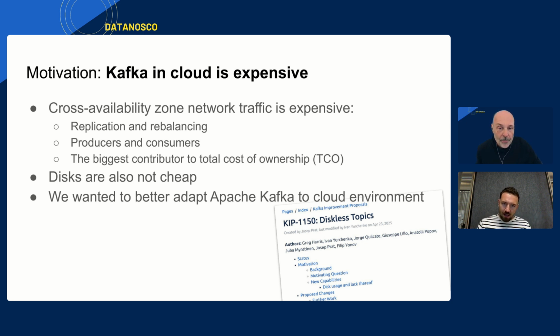But Kafka has replication. And once you write data to one broker, this data in most cases is replicated to 2 other brokers. And you pay for this data transfer. This is the way it works today. It can be expensive sometimes. We calculated that the cross availability zone network cost is the biggest contributor to the total cost of ownership. So cost is one dimension, but it can be also complex sometimes.